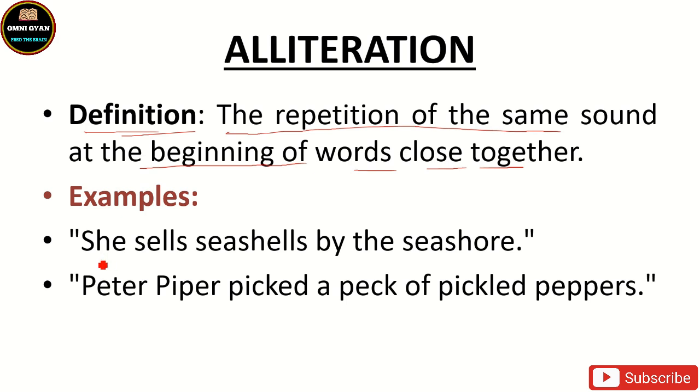Let us try to understand with an example. She sells seashells by the seashore. If you see here, she begins with S, sells begins with S, seashells begins with S, and seashore begins with S. So every new word beginning with the same letter of the alphabet is called alliteration. Next, Peter Piper picked a peck of pickled peppers. All the words start with P. So this is alliteration, okay?